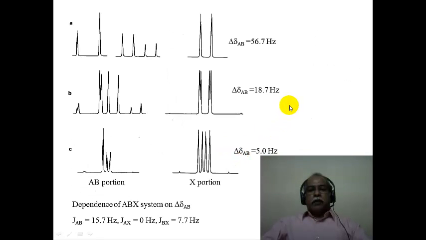Now these are the spectral pattern variations that one would observe as you increase the delta from 5 Hz to 18.7 Hz to 56.7 Hz. In other words, the difference between delta A and delta B keeps increasing in this direction, and that corresponds to the different kinds of spectral patterns one can observe in an ABX kind of system. Once again, for clarity's sake, the AB part of the spectrum is shown on the left hand side, and the right hand side shows the X part of the spectrum.